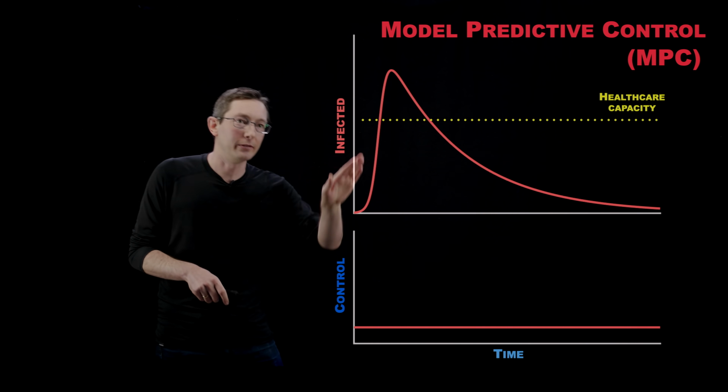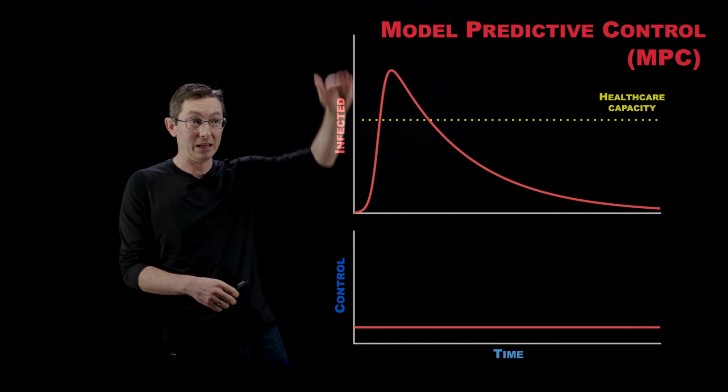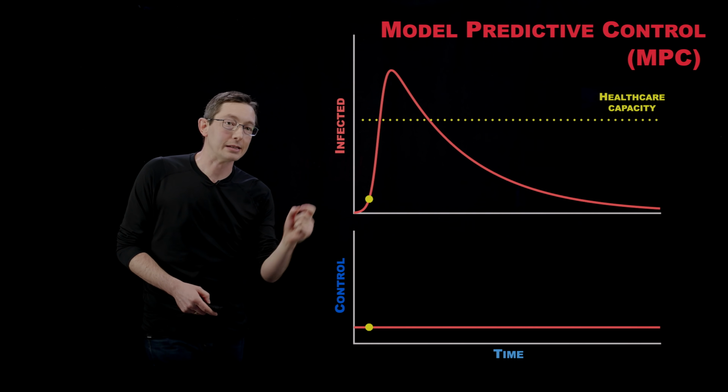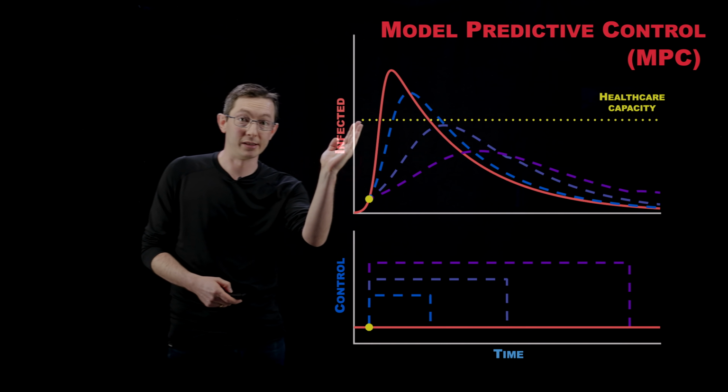So we have our rate of infections. If unchecked, if there's no control, then our rate of infections will grow massively, and it'll peak above the healthcare capacity, and that'll be a big problem. So what we're going to do is at some point we realize the system's unstable. We know we're in trouble, and we're going to make some control decision.